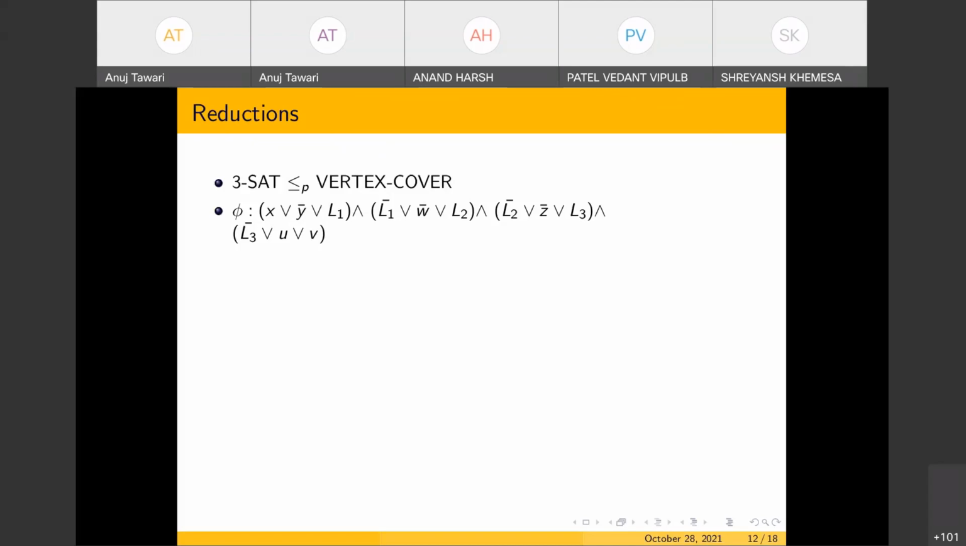So what graph should we construct from this? What are the vertices of this graph, and what are the edges of this graph?